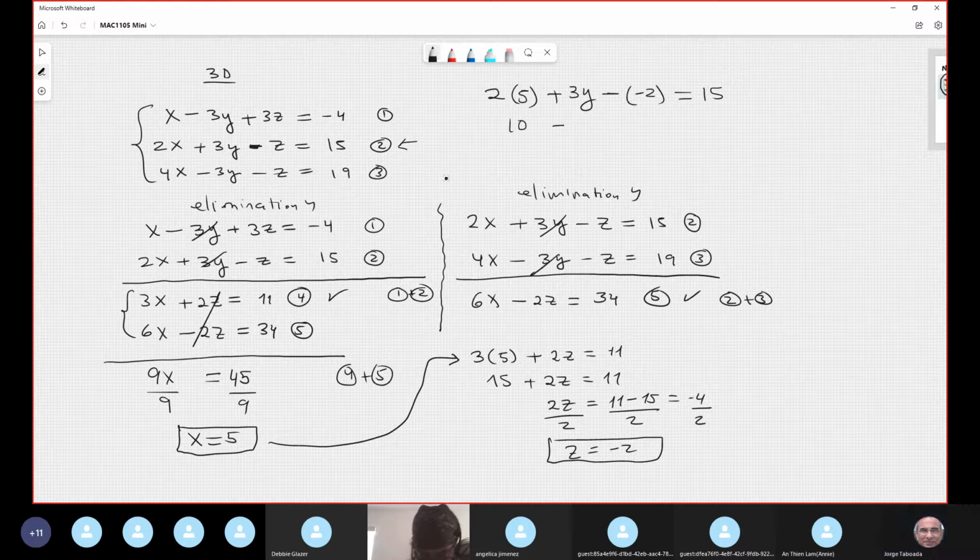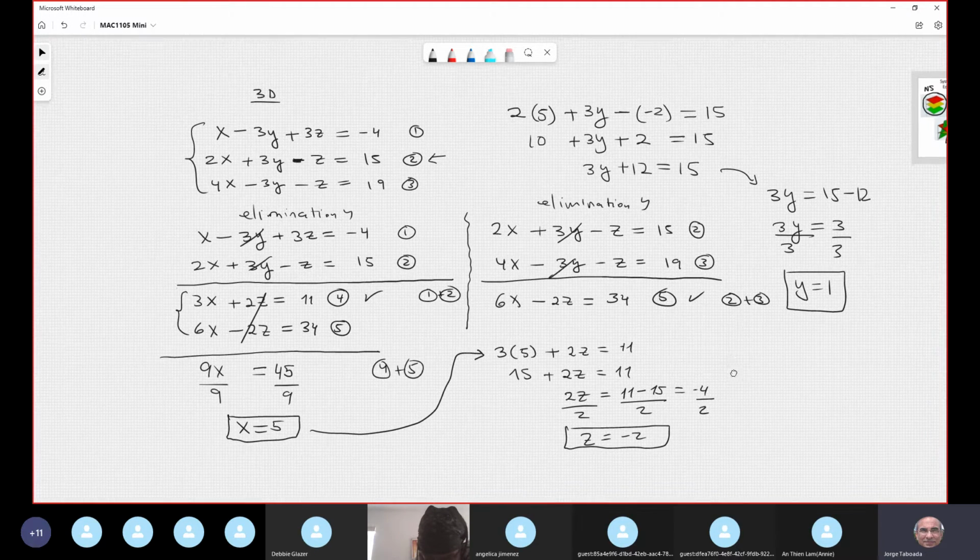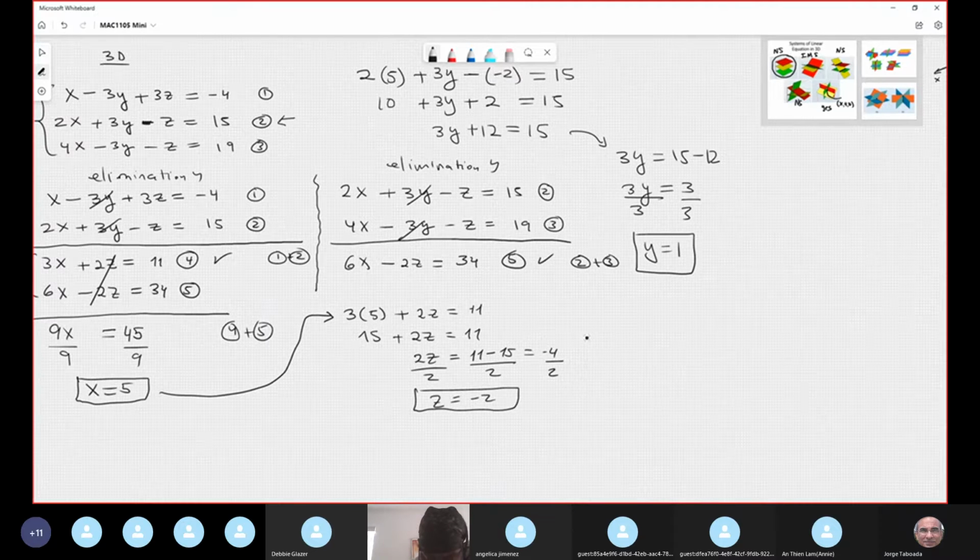Okay, this is 10, 3y, double minus is positive. 10 and 2 together is 12. 3y plus 12 equals 15. Therefore, 3y is equal to 15 minus 12. Okay, obviously it's 3. Divided by 3 on both sides, y is 1. So what is my final answer? My final answer, in three-dimensional space, is the ordered triplet x, y, z. In our example it was 5, 1, negative 2. Boom. End of the story.